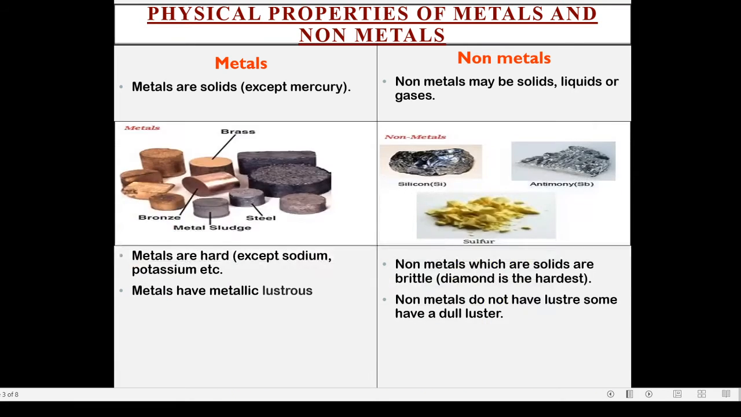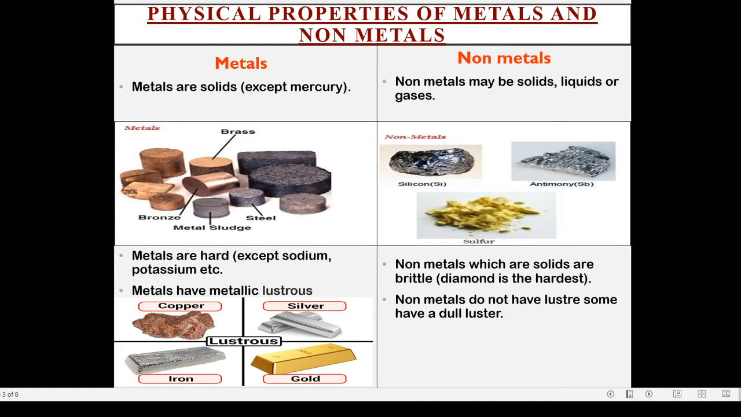As far as physical properties are concerned, metals are solid in nature, except mercury, which you see in a thermometer, which is in liquid form. Non-metals occur as solid, liquid, or gases. Metals are hard, except sodium and potassium, whereas non-metals are solid but brittle. They can break easily. If you polish the surface of a metal, it gives a shiny appearance. So metals are lustrous, whereas non-metals are not lustrous, or have a dull luster.